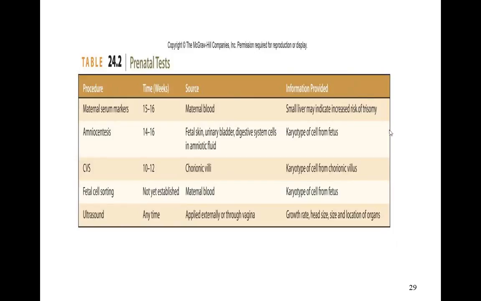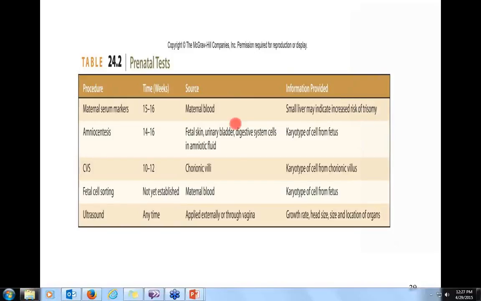Now, to test for chromosomal abnormalities, they can do a number of tests. They can do maternal serum markers. They can do amniocentesis, in which they remove part of the amniotic fluid and look at the karyotype. The karyotype is just a mapping of the chromosomes. CVS, or chorionic villi sampling, samples the villi that will make the placenta, and this will also lead to a karyotype.